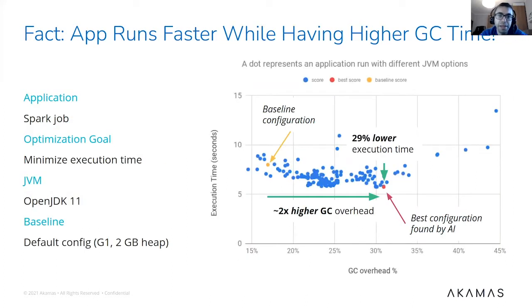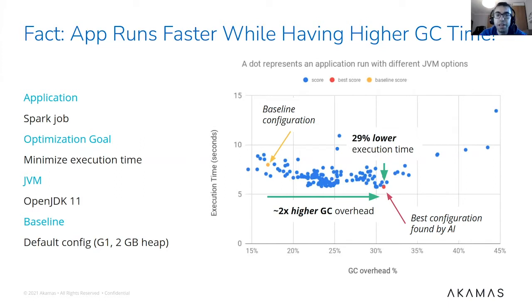So what you can see here is the result of an AI-driven optimization where we had a Spark application running on OpenJDK 11, and the goal for the AI for this optimization was to minimize the execution time of the Spark job. In the chart, every dot that you can see is basically an execution of the application with different JVM options. For each run, we recorded the execution time and the garbage collection overhead. The yellow dot is the baseline configuration, which is the JVM with default settings.